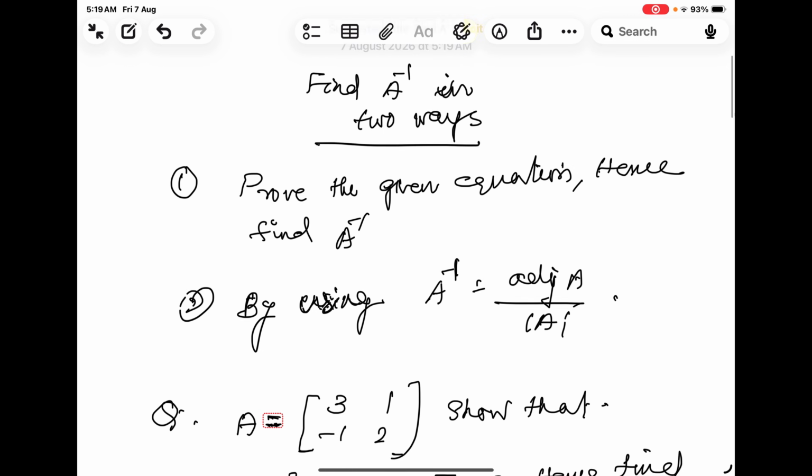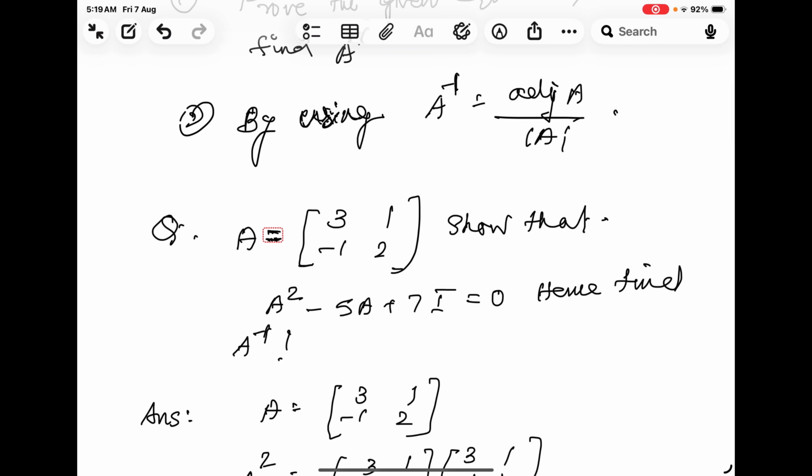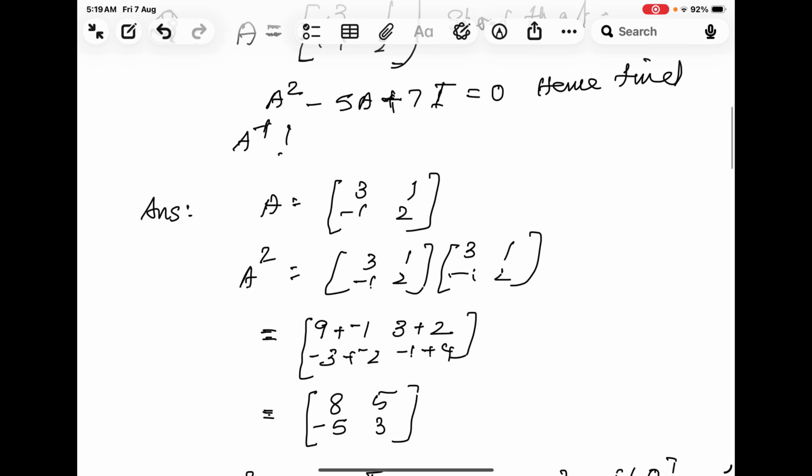Here one example is given. A equal to matrix 3, 1, negative 1, 2. Show that A square minus 5A plus 7I equal to 0. Hence find A inverse. A equal to matrix 3, 1, negative 1, 2. We want to prove that A square minus 5A plus 7I equal to 0. So first find A square.